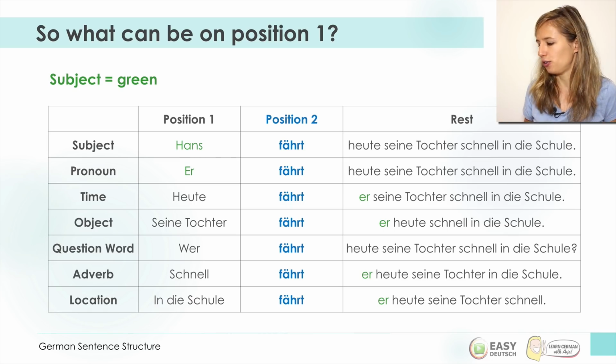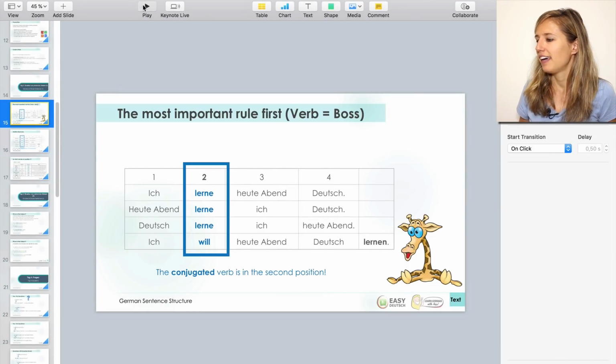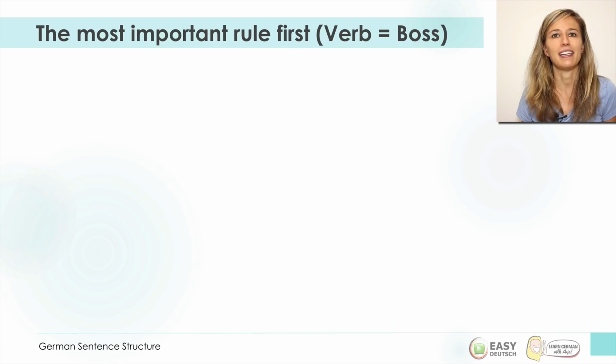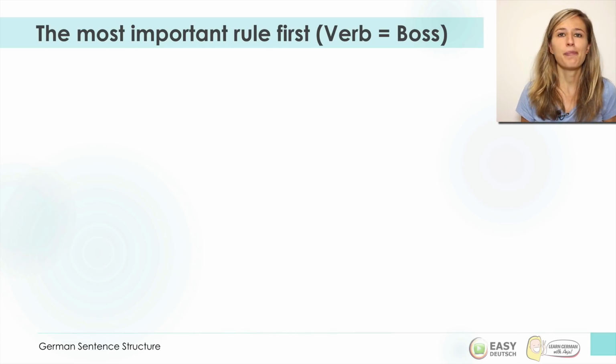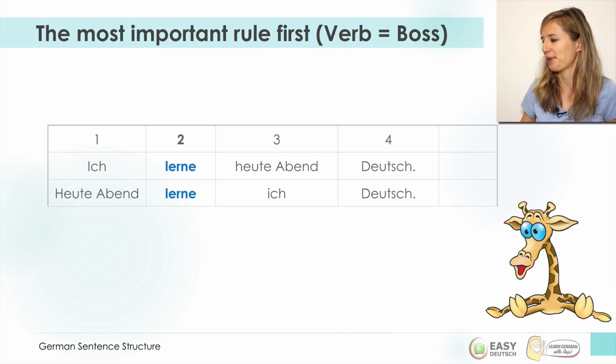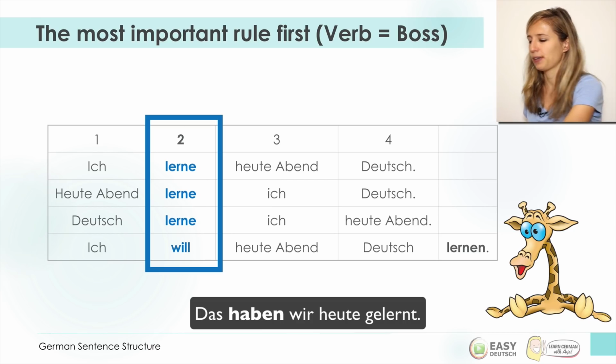So what did we learn today? Was haben wir heute gelernt? First, we learned that das Verb ist der Boss. The verb is the boss. So it doesn't make any compromises. And in simple main clauses, the conjugated verb is in the second position. Das konjugierte Verb ist an der zweiten Position. Ja? So, das haben wir heute gelernt. This is what we learned today.